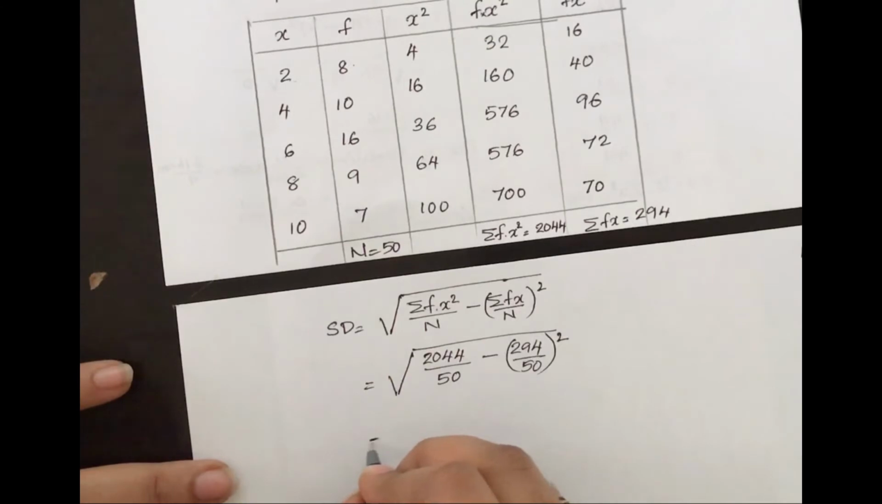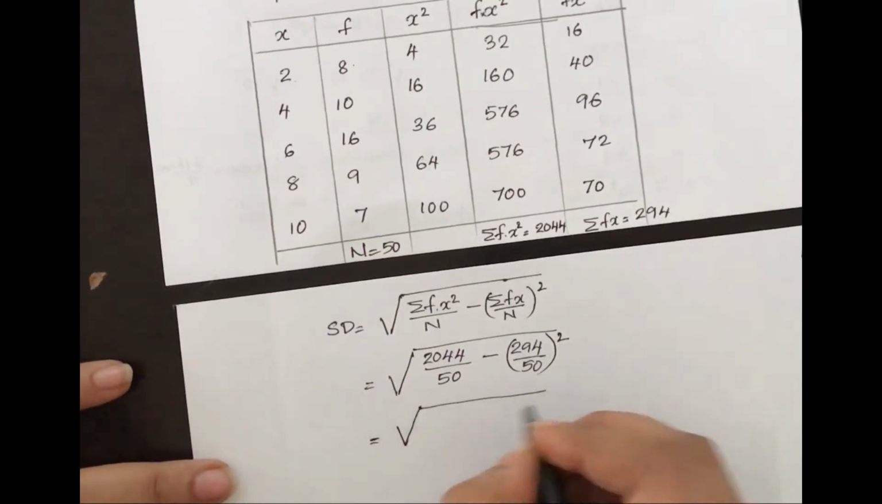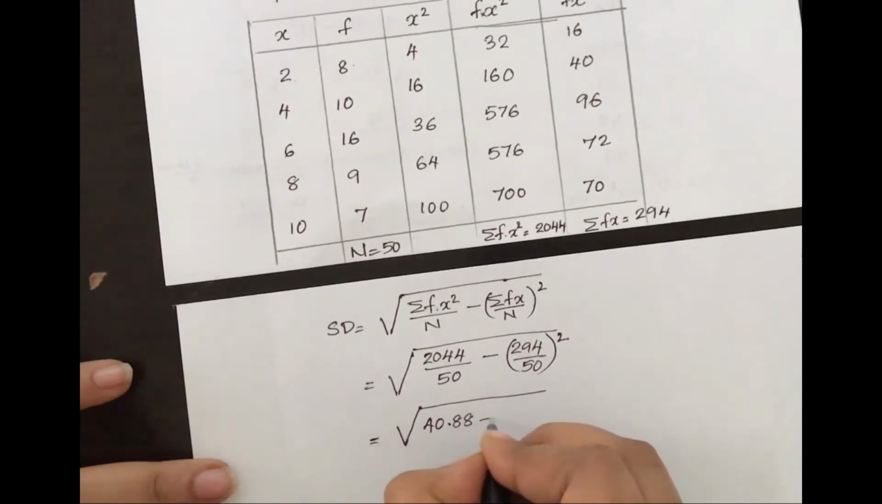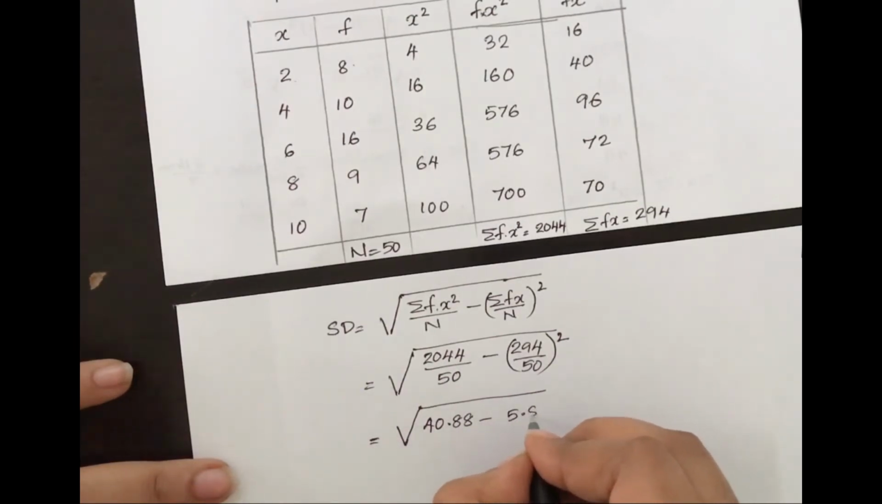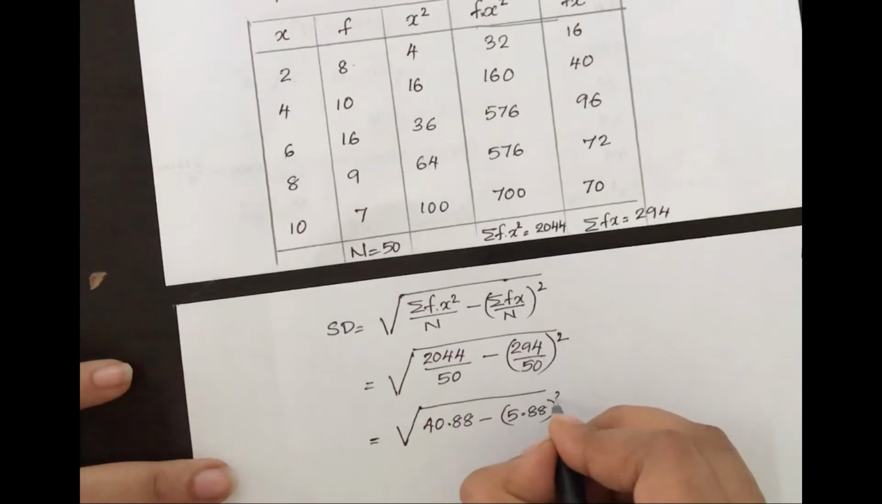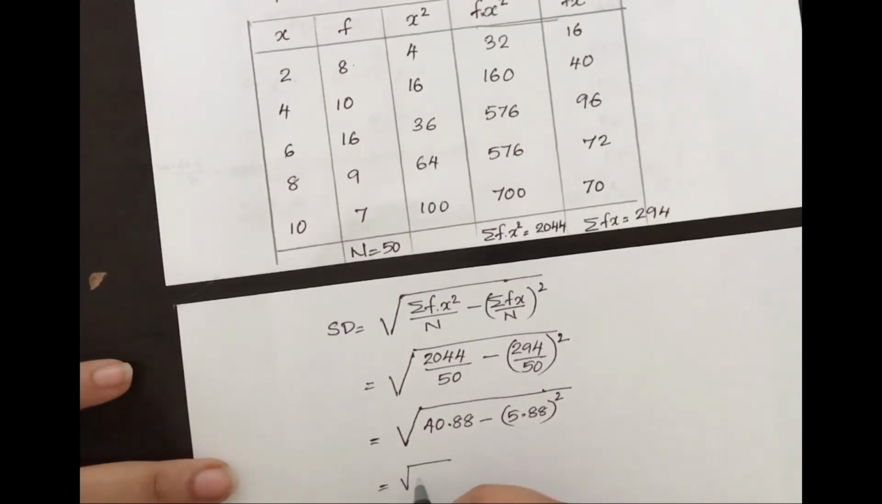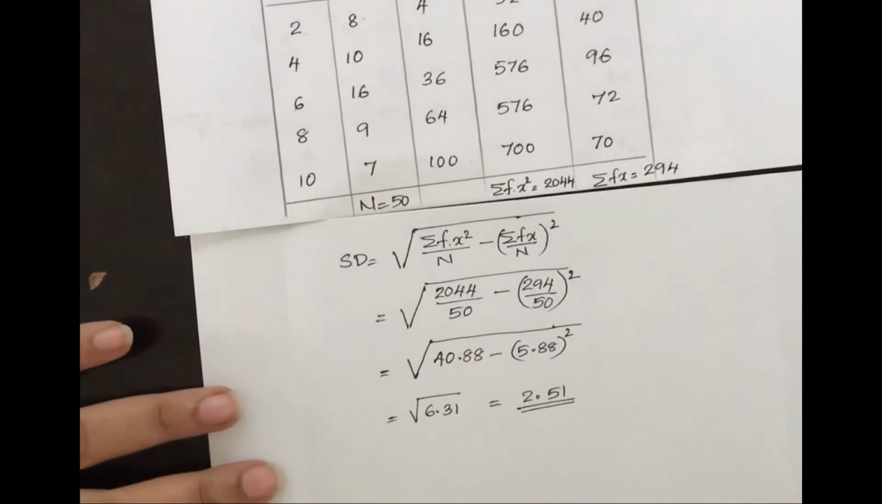By simplifying we will get root of 40.88 minus 5.88 the whole square. By simplifying it we will get root of 6.31. The answer is 2.51. So we got standard deviation as 2.51.